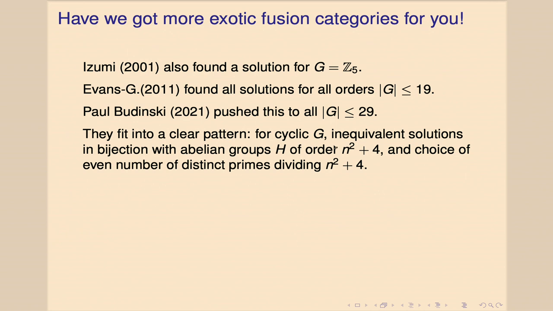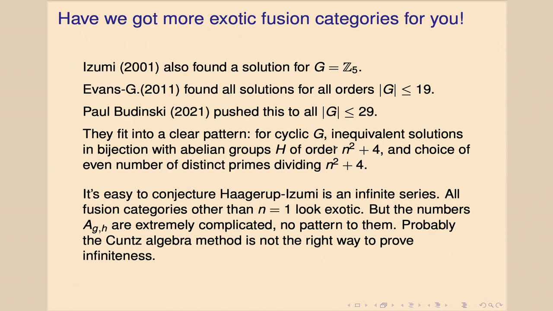And so he found solutions for all odd groups up to order 29. And they come into a pattern of sorts. But what's very unclear is the numbers, the A, G, H's. So they weren't so bad for the whole group. It was just some quadratic irrationality. But in general, they're very bizarre looking. They're not cyclotomic in general. There's no pattern that I can see to them. So this method, this Cuntz algebra method, is certainly not the right way, I don't think, to prove infiniteness of these families. But I'm completely convinced that this is an infinite family. There are infinitely many fusion categories of the Haagerup-Izumi type.